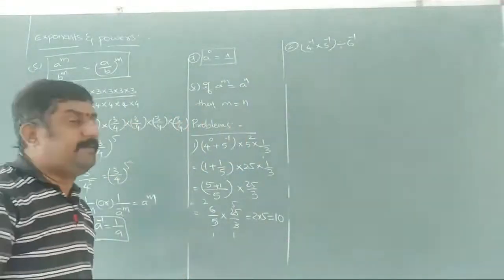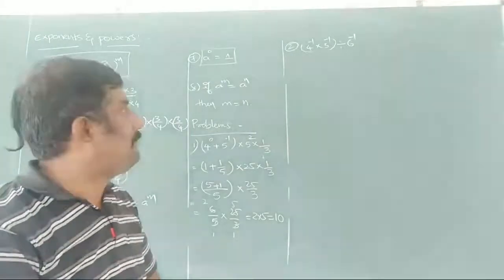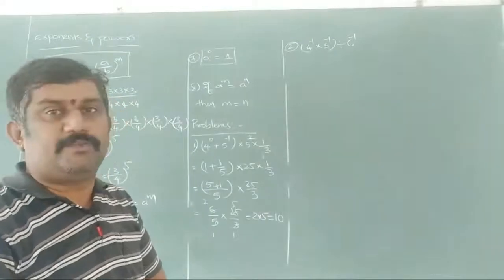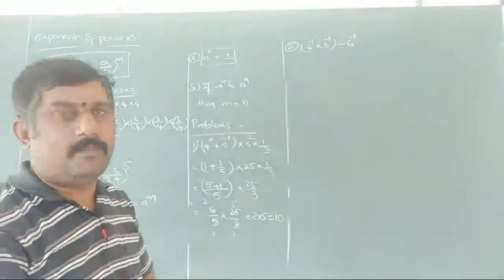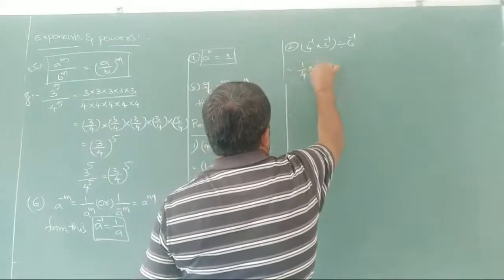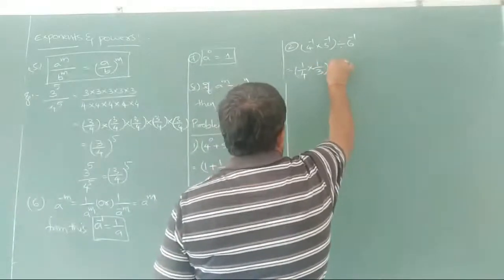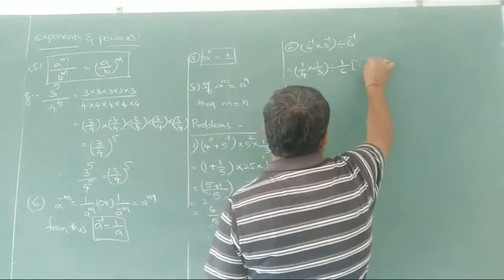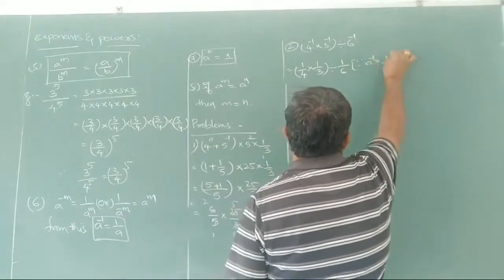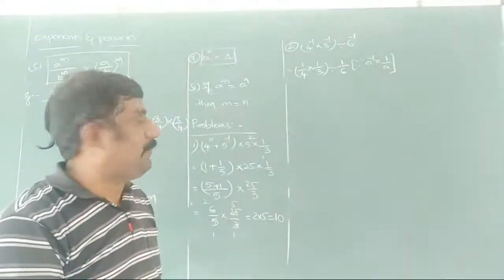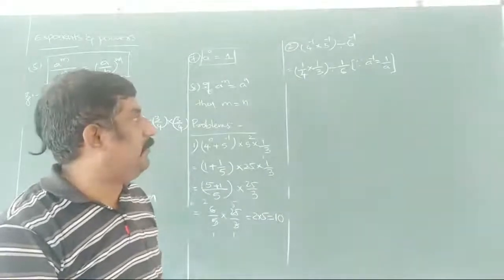Next problem, what I am taking here: 4 to the power of minus 1 into 3 to the power of minus 1 divided by 6 to the power of minus 1. So what can we write now? 1 by 4 into 1 by 3 divided by 1 by 6. By which formula are we writing here? A to the power of minus 1 is equal to 1 by a. So 1 by 4 into 1 by 3 divided by 1 by 6.